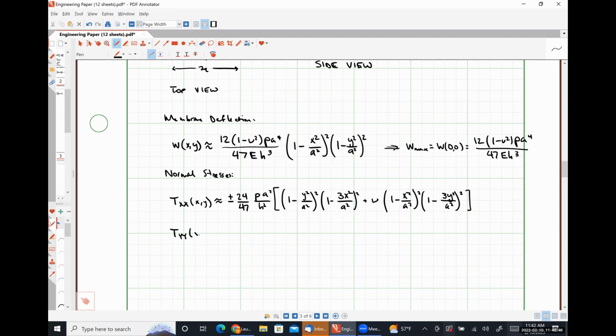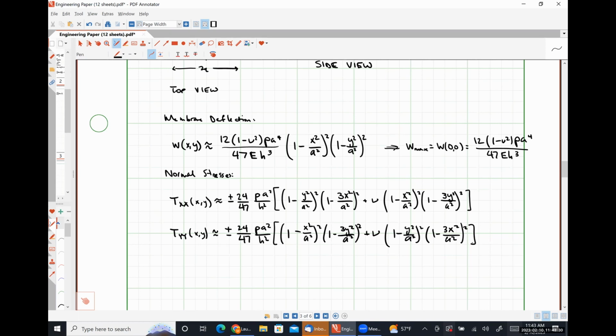And for our normal stress in the y direction, it's going to be literally the exact same equation, except we swap all of our x's and y's. So (1 minus x squared over a squared) times (1 minus 3y squared over a squared) plus nu times (1 minus y squared over a squared) times (1 minus 3x squared over a squared).